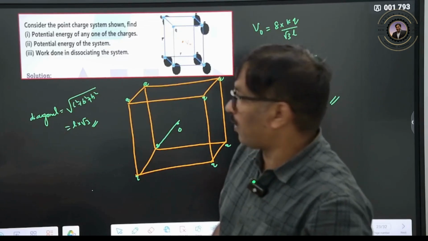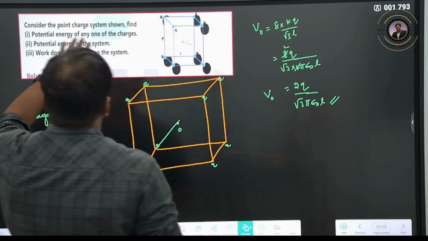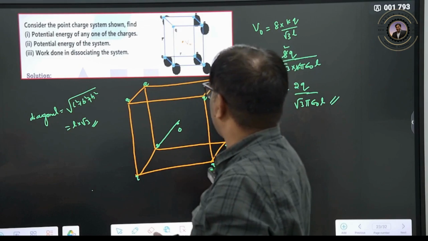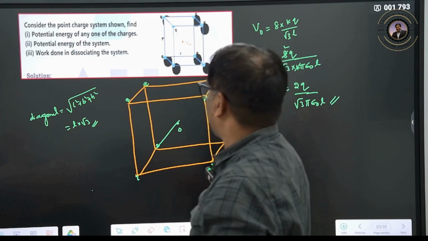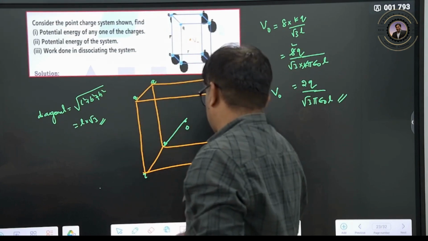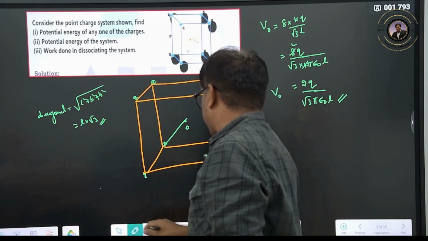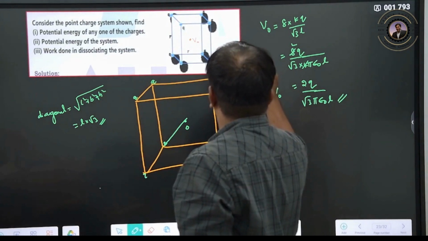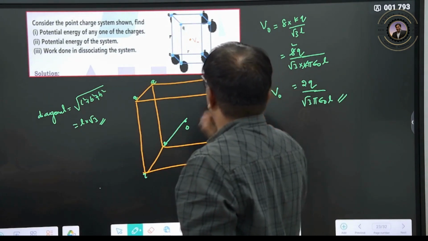Right. Therefore now we will calculate the potential energy of any one of the charges. It is a slightly lengthy concept, but I will do this question. The remaining other things, you try it. So here we will bring this charge from infinity and keep it here.